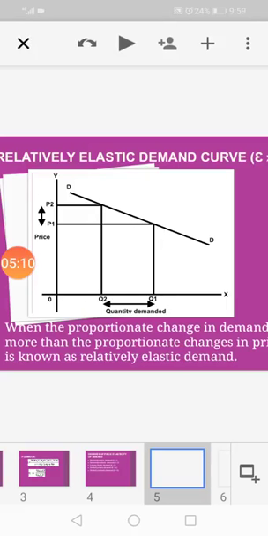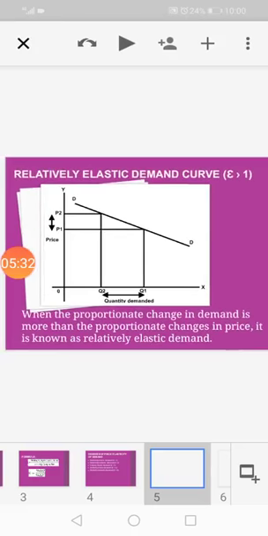Demand is said to be relatively elastic when the percentage change in quantity demanded is greater than the percentage change in price, or when a proportionate change in demand is greater than a proportionate change in price, or in other words, when a small change in price causes a large change in quantity demanded. One can easily observe this in the given diagram.